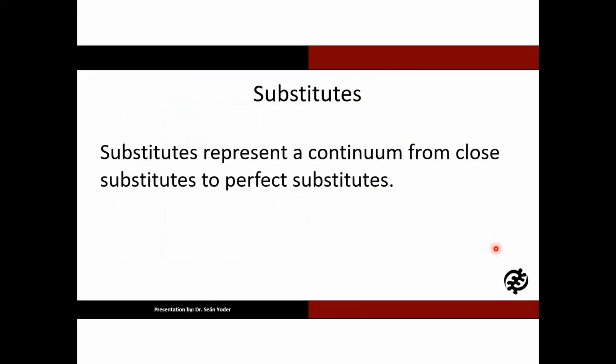Now, substitutes represent a continuum. This is really important for those of you in micro. From close substitutes, you know, pens and pencils, to perfect substitutes. So pens and pencils are okay. If you want to get closer to a perfect substitute, you could do a pencil and a mechanical pencil, right? And then you could do different types of wooden pencils, and then finally the same brand or the same type of wooden pencil. So understand, substitutes is not an on-off switch. It's an actual continuum.